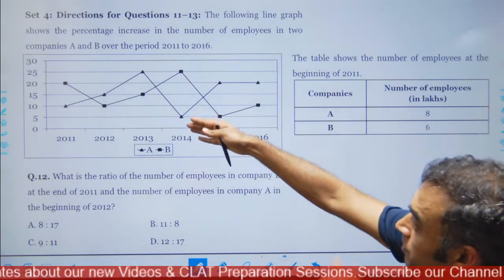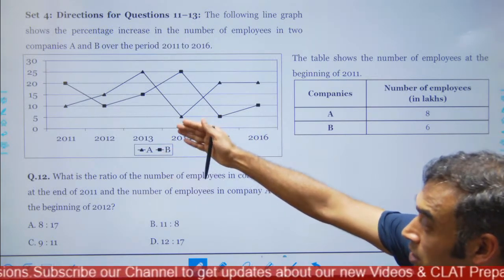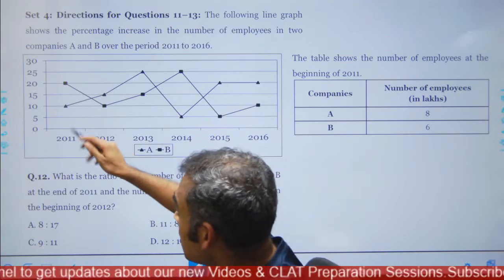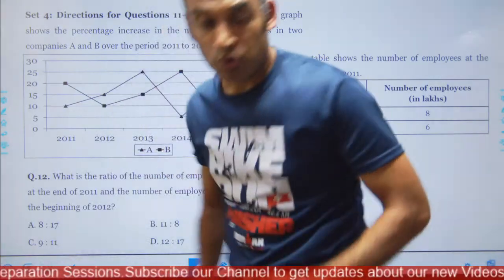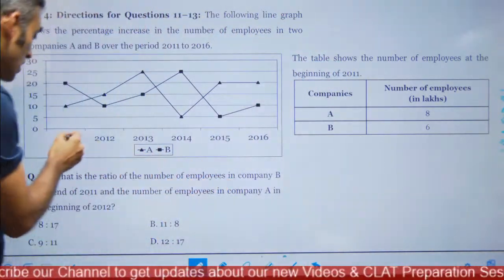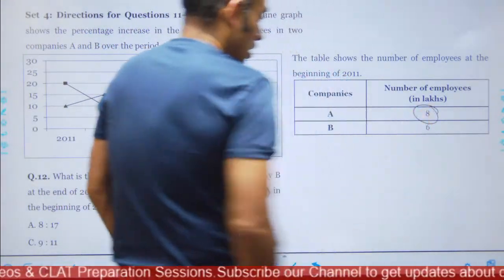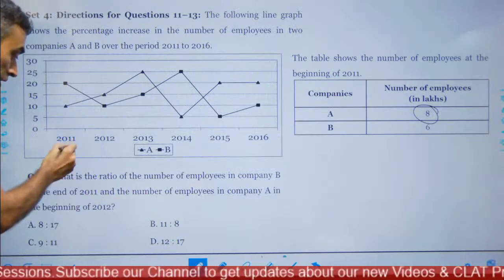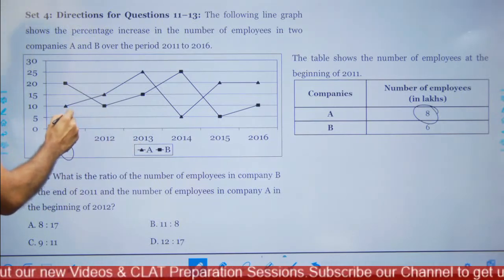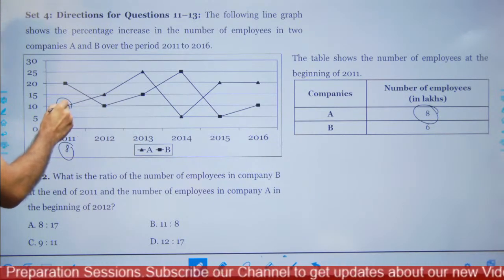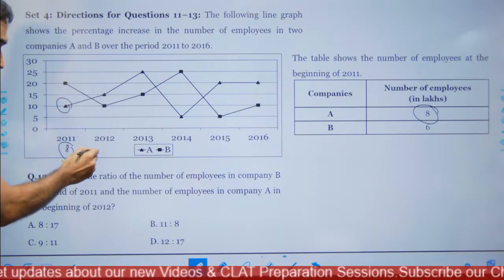They have given you the figures. What was A's number of employees? Not what it was, but what did it grow from? If you understand this, this is not over last year's number. Here, in 2011, A's value is given as 8. So A is 8 lakh here, and A, represented by the triangle, increased by 10%. So by the end of 2011, A will be sitting on 8.8 lakhs.